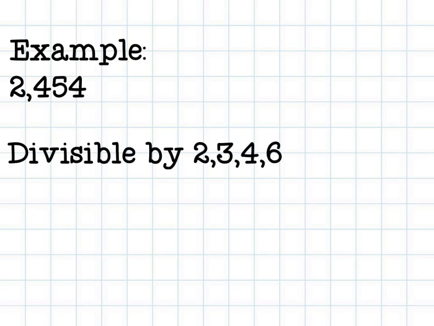You should have been able to determine that 2,454 is divisible by 2, 3, 4, and 6. It is divisible by 2 because it ends in a 4, and 4 is an even number. You should have been able to determine that it's divisible by 3 because if you add up the digits together, 2 plus 4 plus 5 plus 4 equals 15. 3 goes into 15.